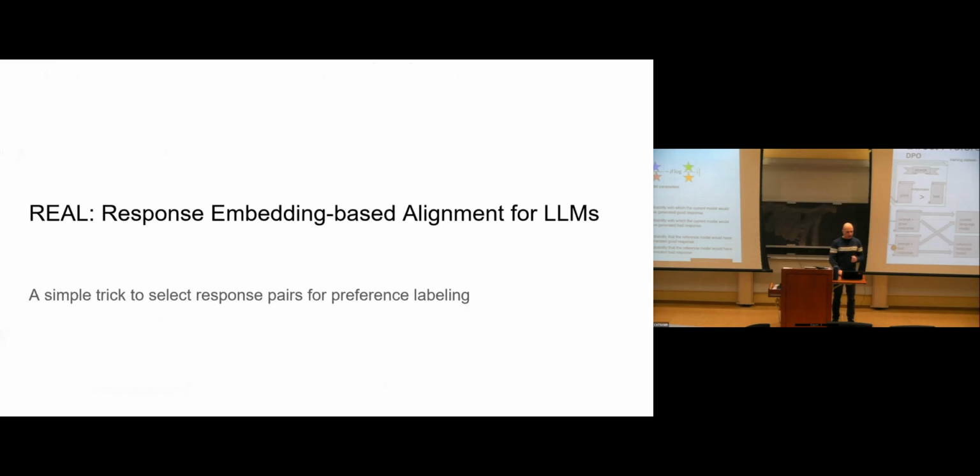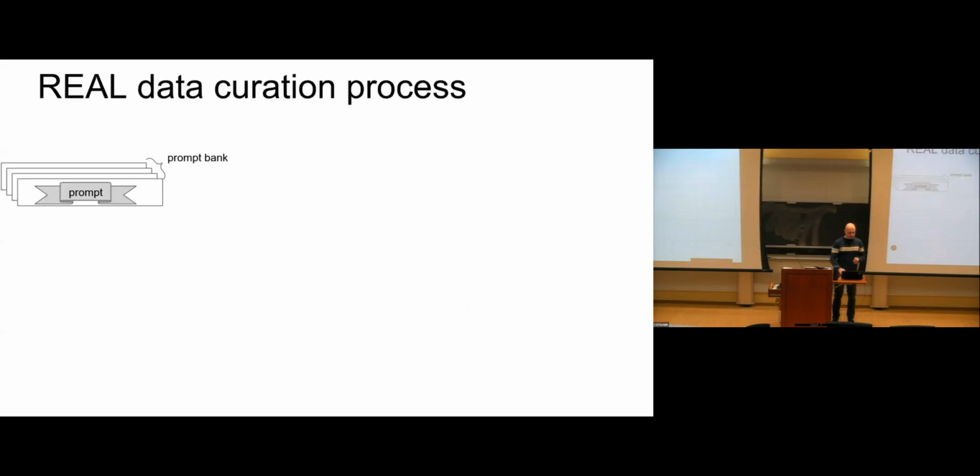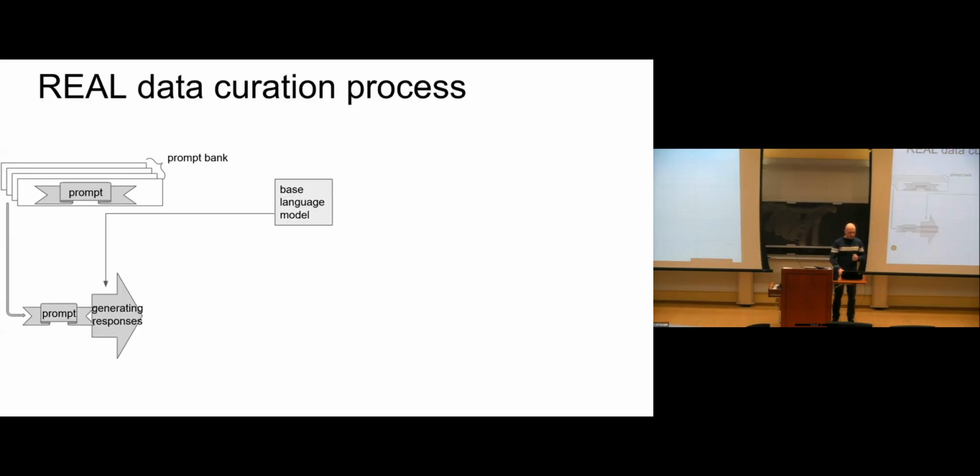Let's take a look at how exactly this pipeline could be modified, and this is where our work comes in, which is essentially, if you boil it down, a simple trick to select the response pairs for preference labeling. Someone could think about this as a way to do adaptive learning, but it really boils down to a fairly simple trick. So the modification to the data collection process that we are considering here is the following.